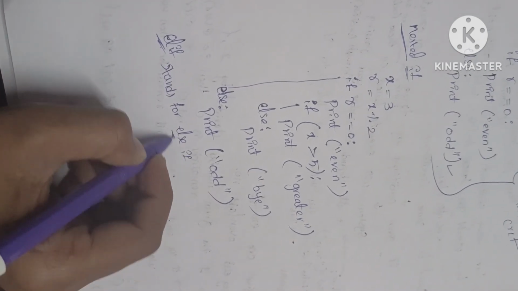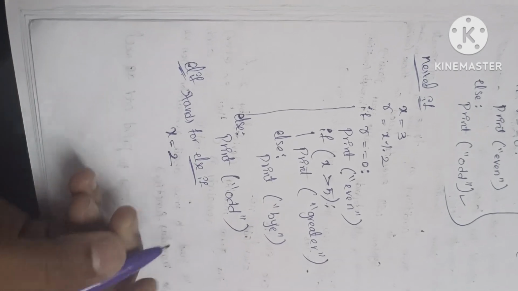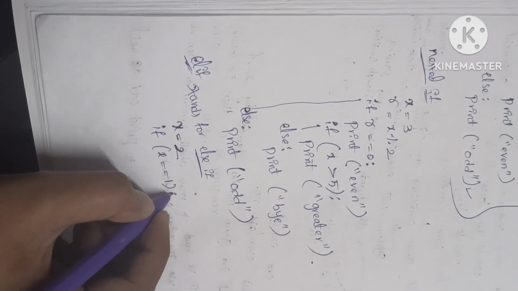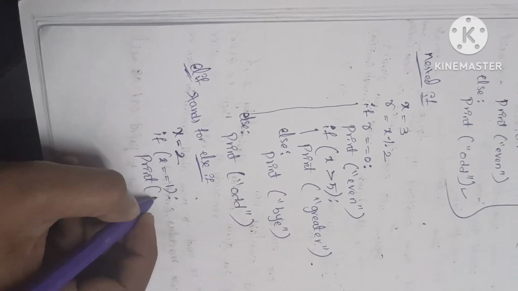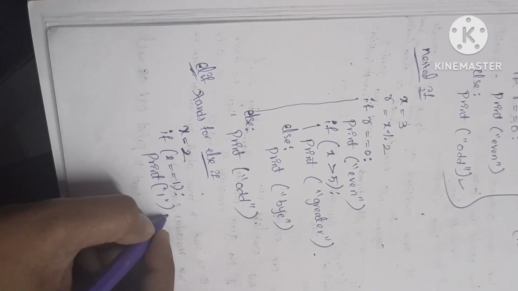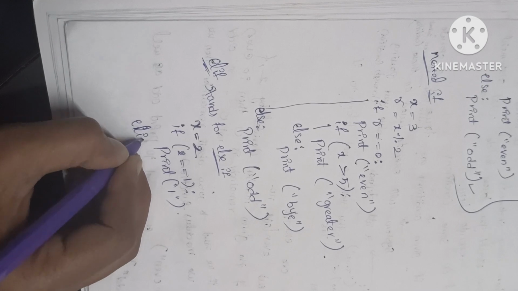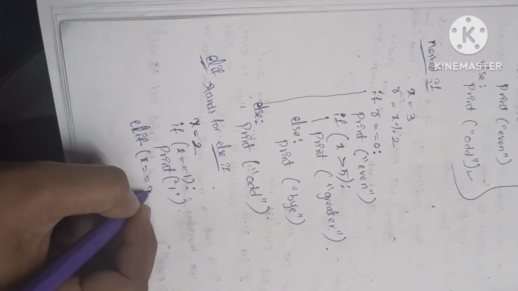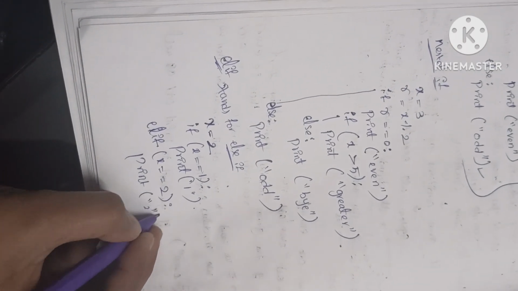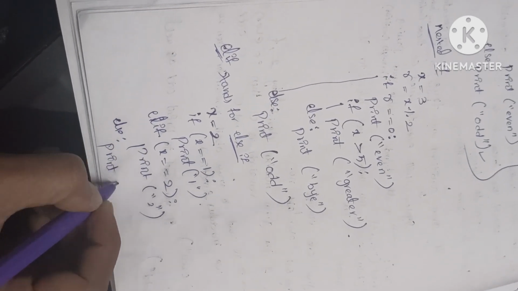So next, elif. Elif stands for else if. So let me take one example. x is equal to 2. I want to check if x equal to 1, then print 1, else print 2. But I want to check for all the numbers, not just 1, 2, 3. So that time we will mention elif x equal to 2, print 2, and if not, else print none.